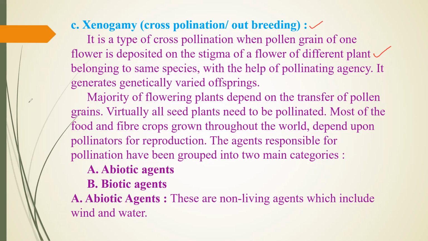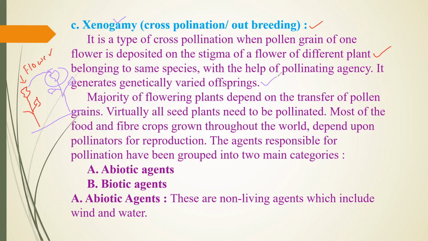What has happened here? This is one flower, a flower of one plant. Here we have a flower of a different type, or rather a different plant. Whenever pollen grains from this carry out pollination here, it leads to cross pollination, which we call xenogamy. Because it occurs between two different plants, it generates genetically varied offspring. We call this cross pollination and outbreeding.